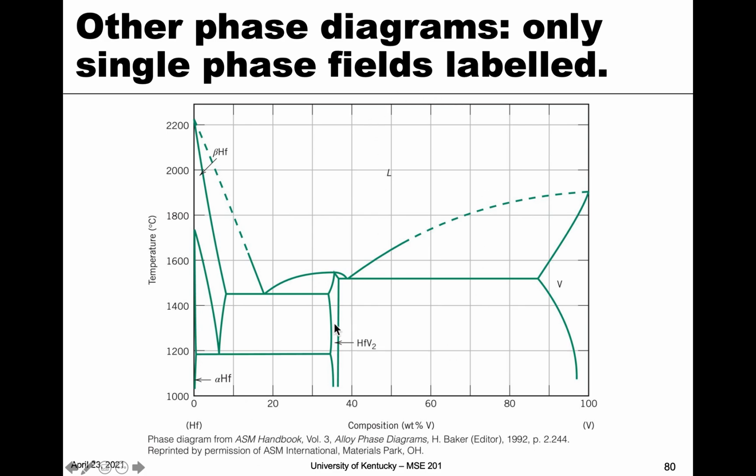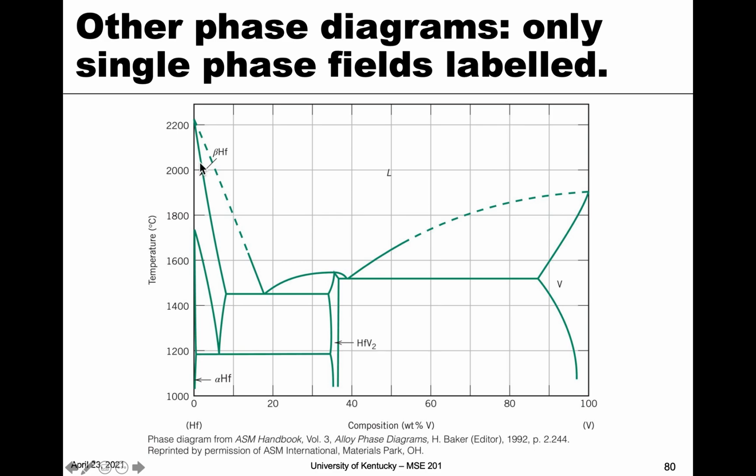Because this is hafnium and vanadium. And you see it's a little bit more complex than a typical eutectic. There's an intermediate compound. But we know that up here is liquid. We know over here is vanadium. We know that this small region is hafnium vanadium 2. We know that the really small region over here that it's pointing to, so that means there's very limited solubility, but basically this little tiny sliver, that's alpha hafnium.